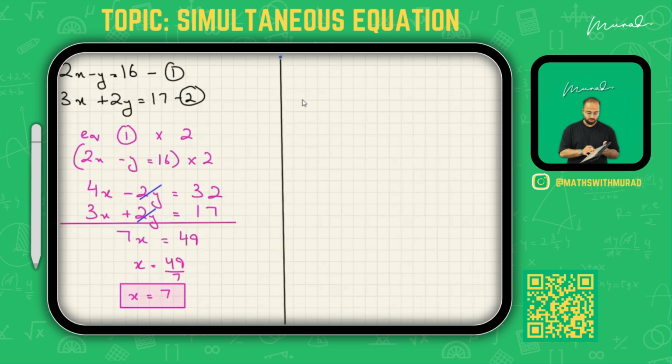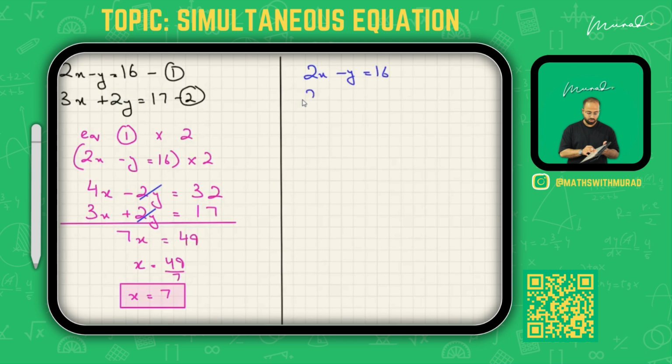Okay. So now for the value of y, or the value of the other variable, you can easily use equation number 1 or equation number 2. It's totally up to you whether you want to use equation number 1 or equation number 2. The answer will be the same. So here I'm using equation number 1. I'm writing over here 2x minus y equals 16.